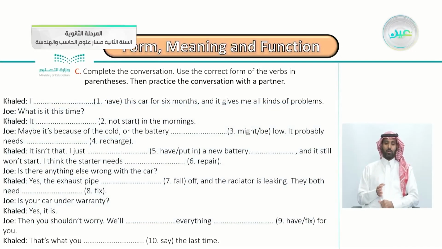So let's answer the question here. Complete the conversation. Use the correct form of the verbs in the parentheses. Then practice the conversation with a partner. So we have a conversation between Khalid and Joe. Let's read it together. I, and the verb have, this car for 6 months. Yes, that's correct. I have had this car for 6 months and it gives me all kinds of problems. Joe, what is it this time?